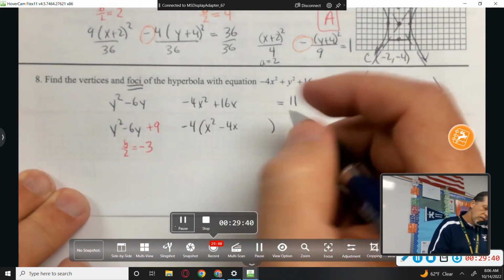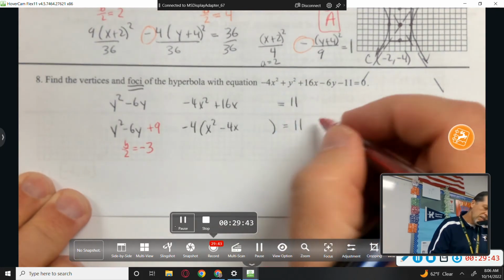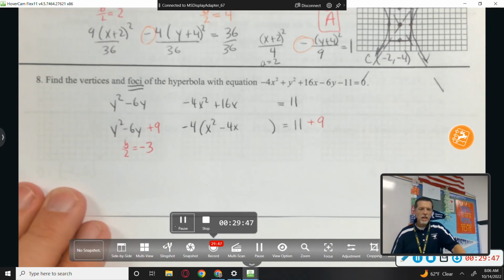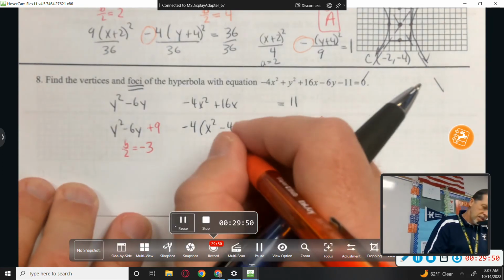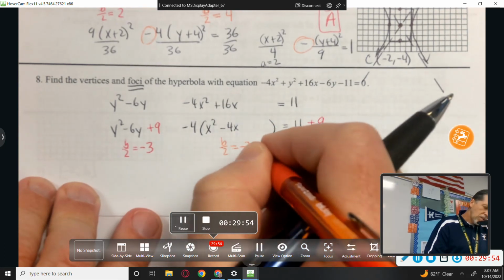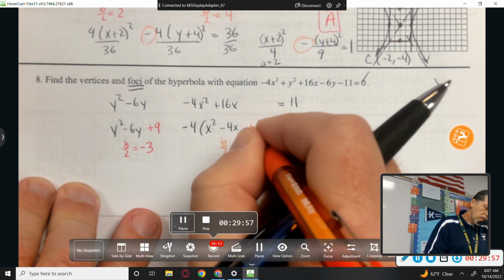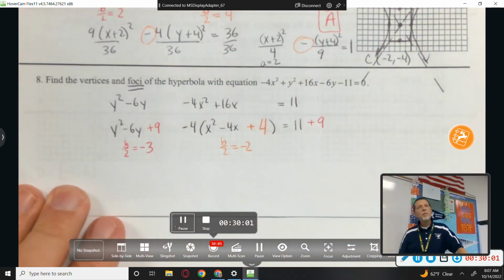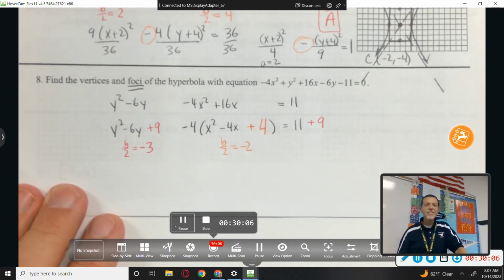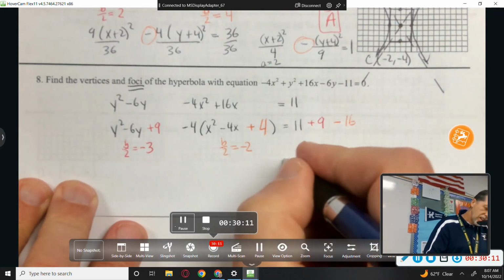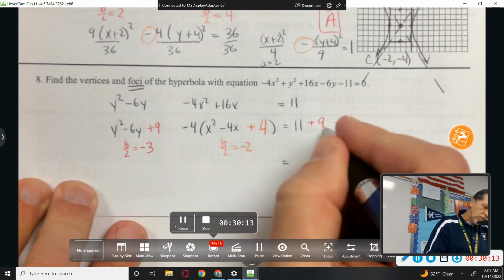So we'll add 9 to both sides, because that didn't require any sort of adjustment. For the x stuff, half of b is -2. Square that, we get 4. So plus 4. But what did I really just do to the negative 16? So 20 minus 16 is 4.